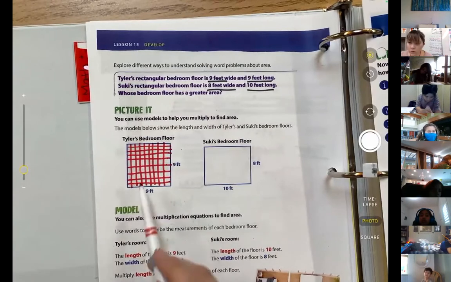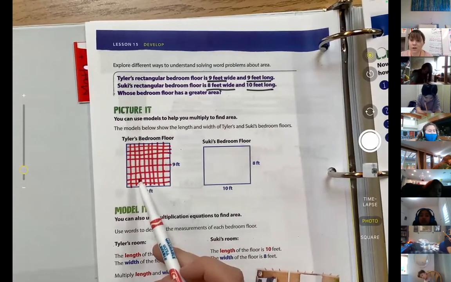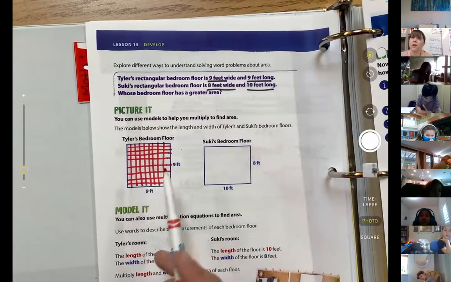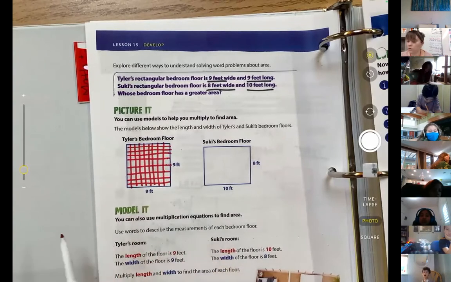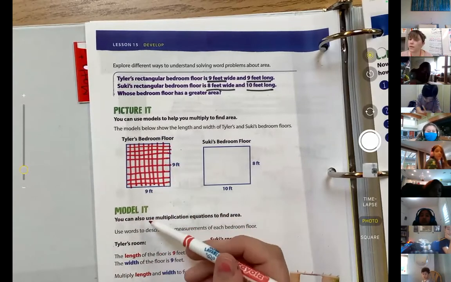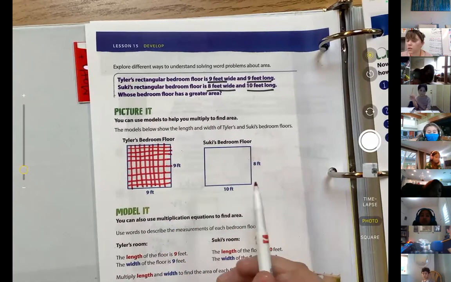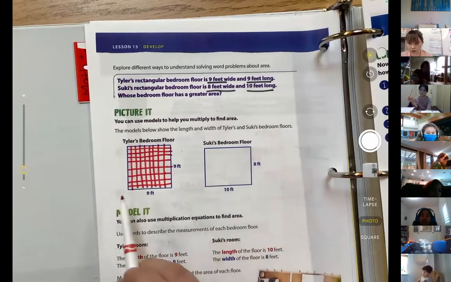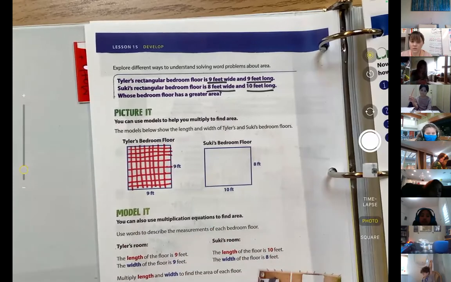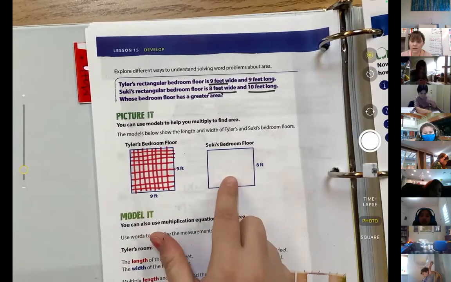So you could do this, but keep in mind when they're bigger numbers like that, you're going to have to count 81 squares. So I really would only recommend making these lines if they're smaller numbers. But I wanted to still show you. Then you can do the same thing on this one.